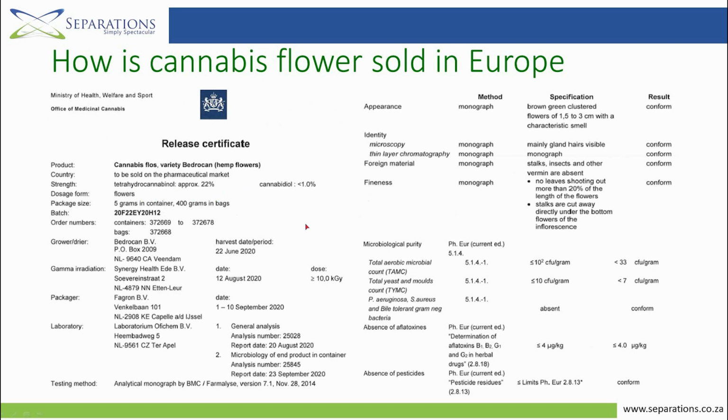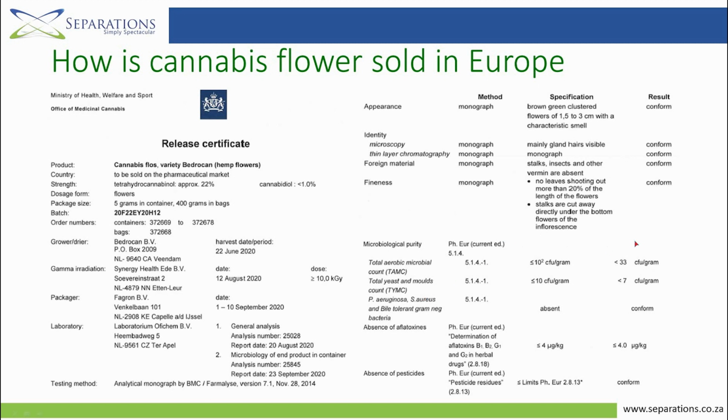It has a batch number. In addition, it has a grower specification. It has an irradiation date and dose. It has packager descriptions as well as testing laboratories, where you can see this batch was tested in September. And then it also defines the monograph that the Netherlands use in terms of defining their COAs. If you would like to get access to that monograph, feel free to call me, email me. I'll happily send that along to you.